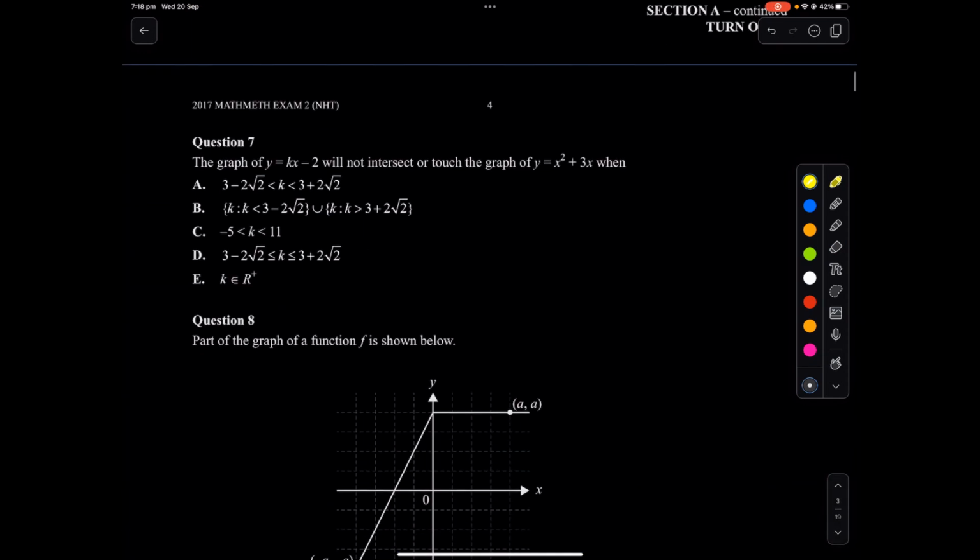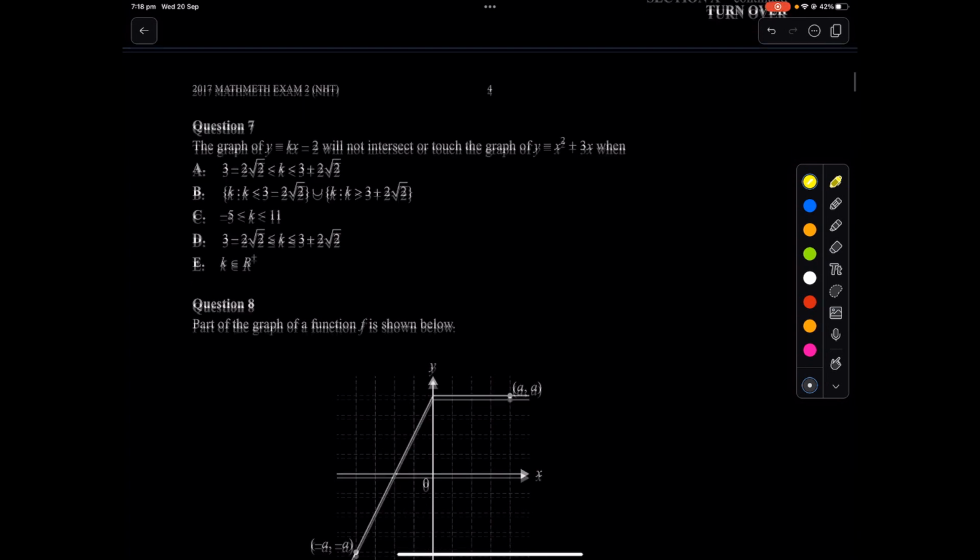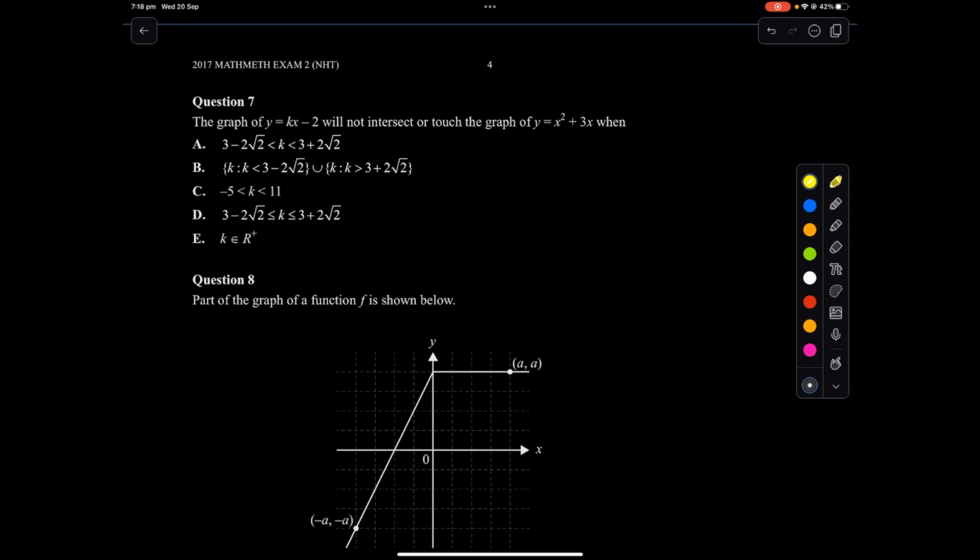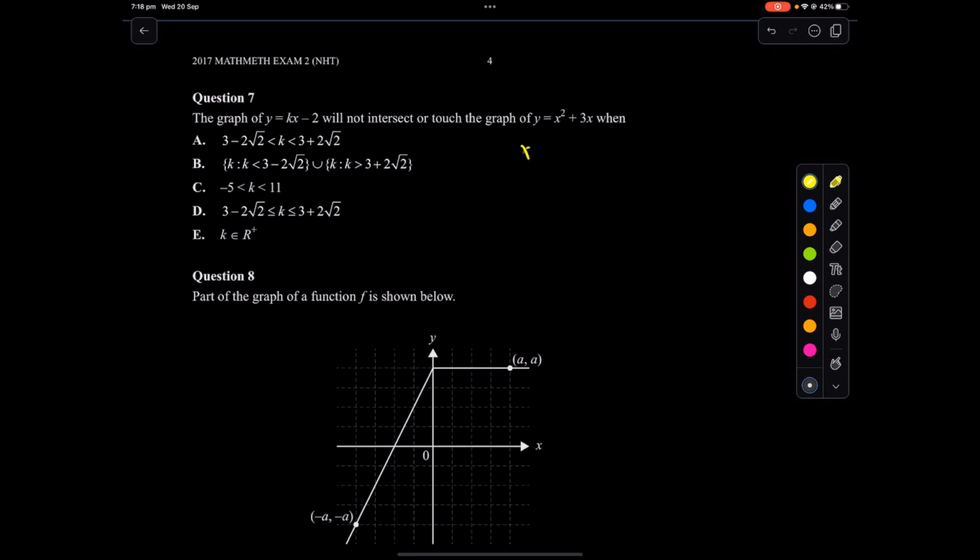Perfect. So x = 2 and y = -3. Perfect. The graph of y = kx - 2 will not intersect or touch the graph of this when? Okay, what I would do is make them equal to each other. So x² + 3x = kx - 2. Bring the right-hand side to the left-hand side, so it will be x² + 3x - kx + 2 = 0. So it'll be x² + (3 - k)x + 2 = 0.